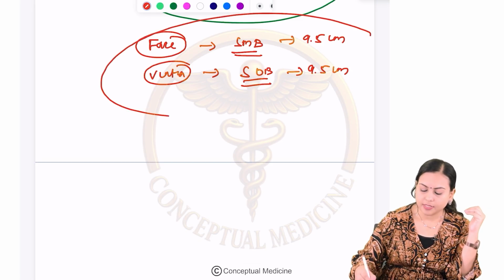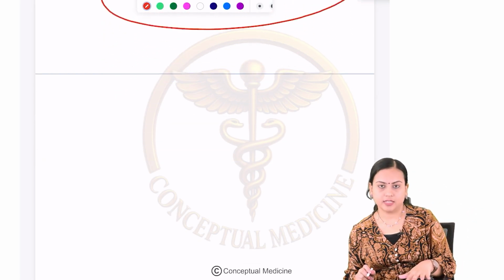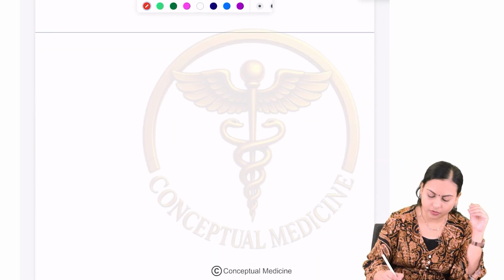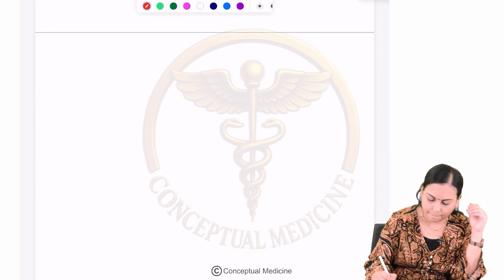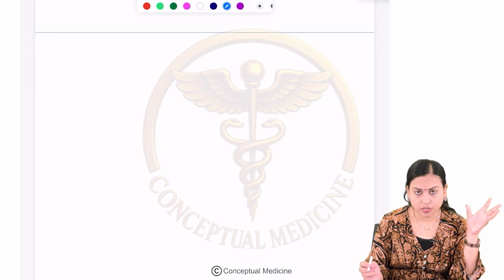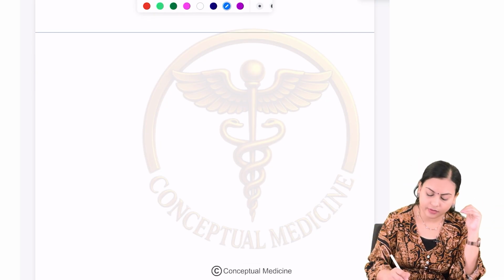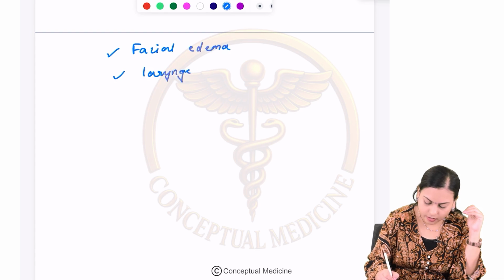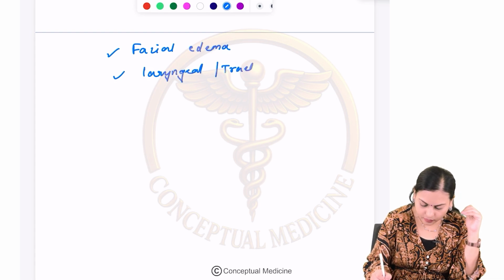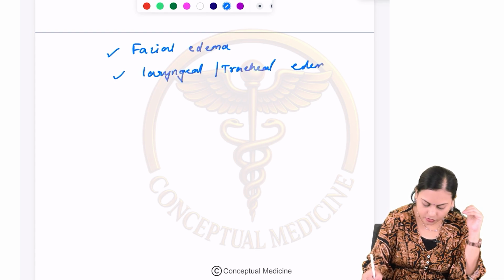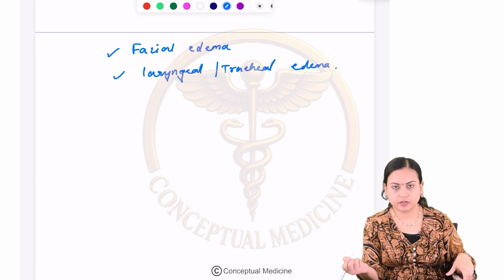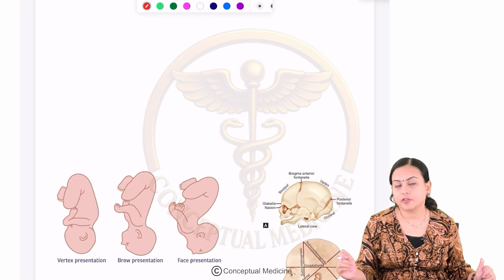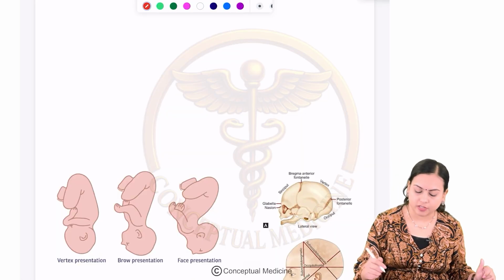So, in face presentations, you can allow vaginal delivery, right? Okay. But there are more risks associated with face presentation itself. There can be increased risk of facial edema in the fetus, or there can be laryngeal or tracheal edema that is associated with other complications, right? Next malpresentation we are going to discuss is the brow presentation.